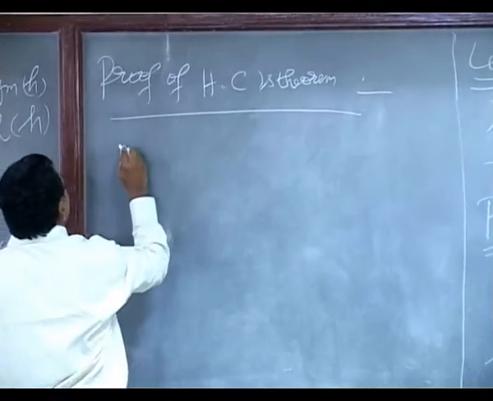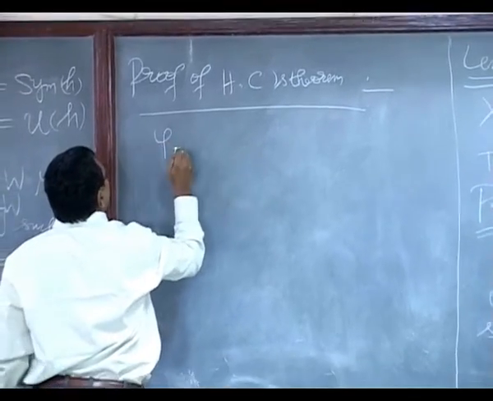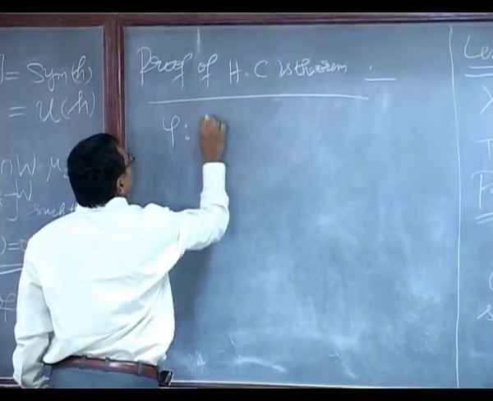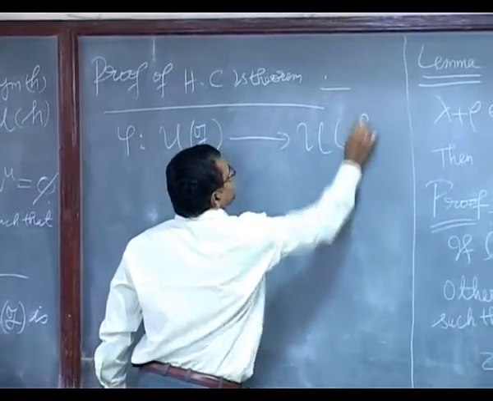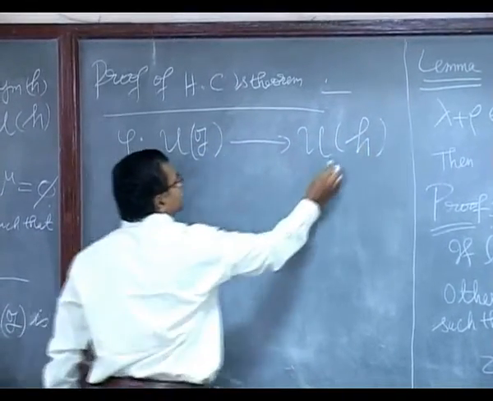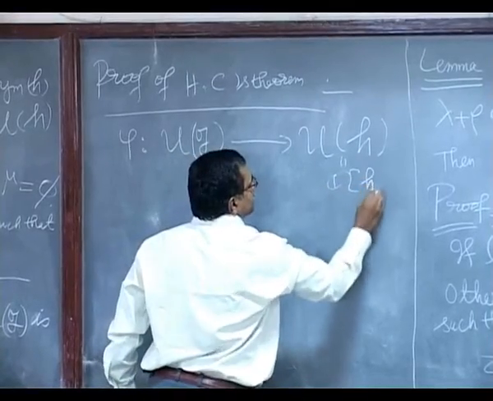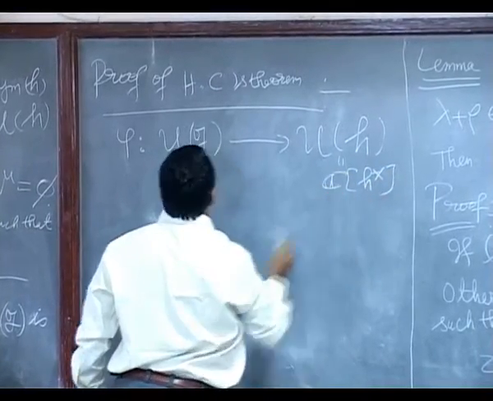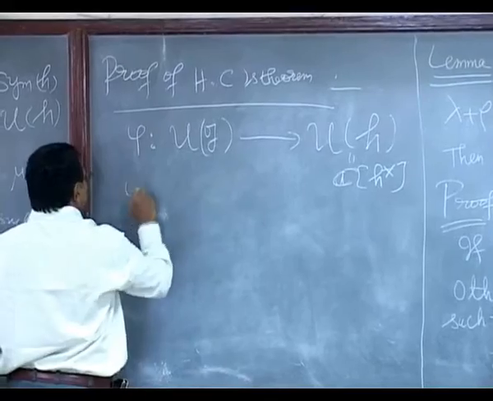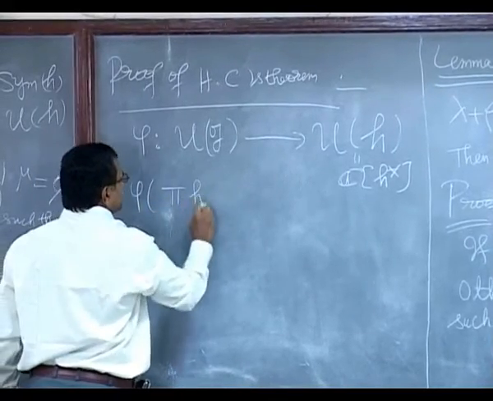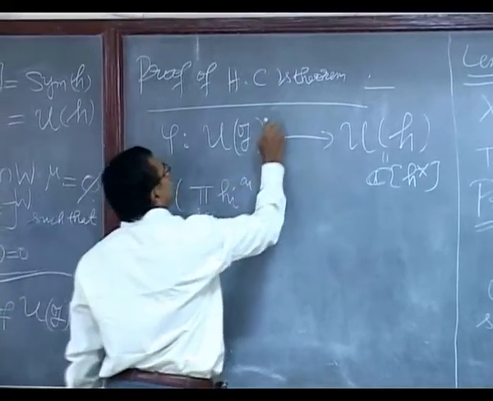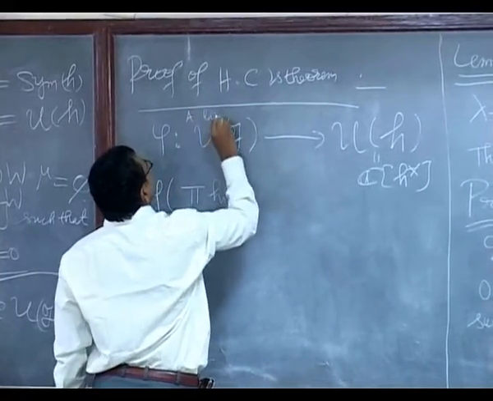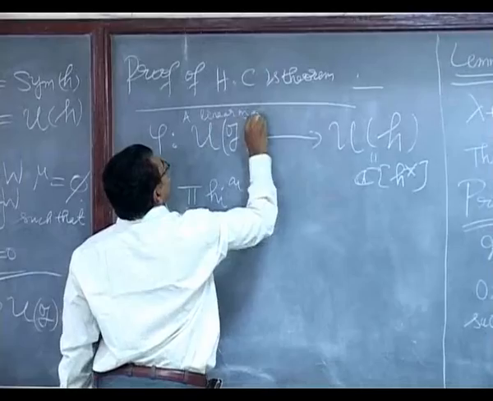Step 1 is I just construct a map from UG to UH, but of course, this is the same as C[H*]. The map is given by phi of the product of h_i to the power a, and phi is only a linear map.